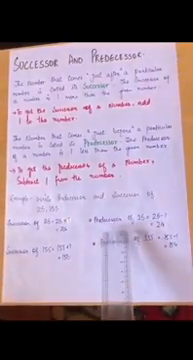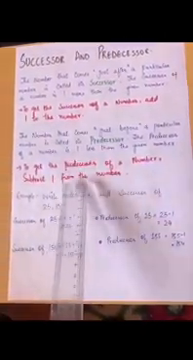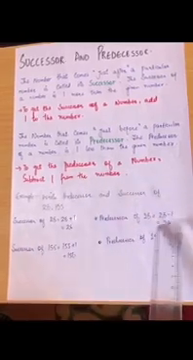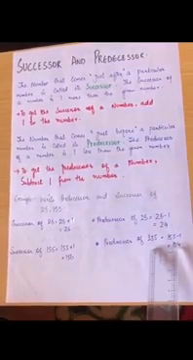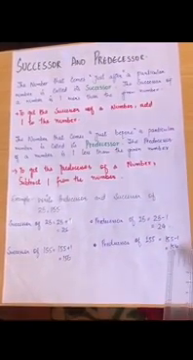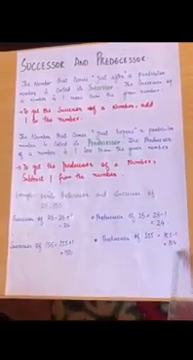Then the predecessor of 25. For the predecessor, we subtract 1 from the number. So the number is 25, we'll subtract 1. That will be 24. And the predecessor of 155, we have to subtract 1 from the number. That's 155 minus 1. That is 154.